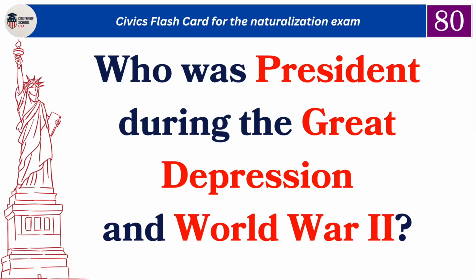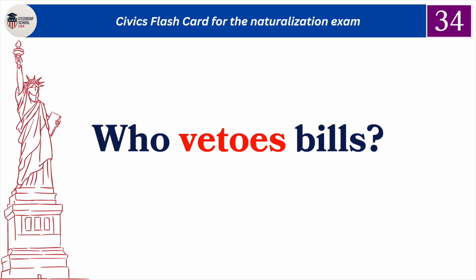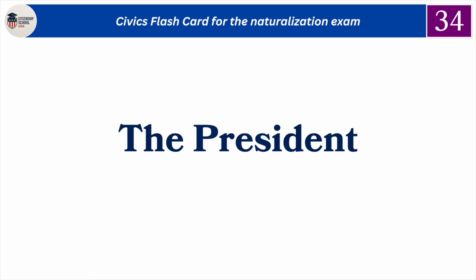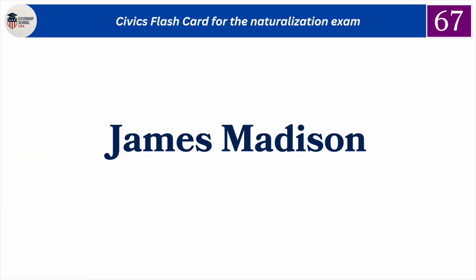Who was president during the Great Depression and World War II? Franklin Roosevelt. Who vetoes bills? The President. The Federalist Papers supported the passage of the U.S. Constitution. Name one of the writers. James Madison.